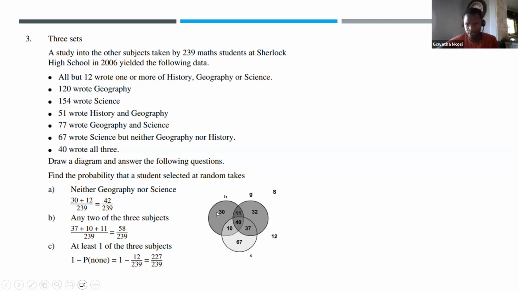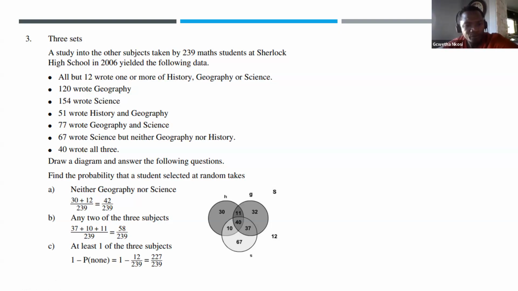history only. So you have these 30 students that took history only, and you have these 12 students that have taken nothing at all. So it should be 30 plus the 12 divided by 239. This 239 is the sample space. So you have your probability as 42 over 239.